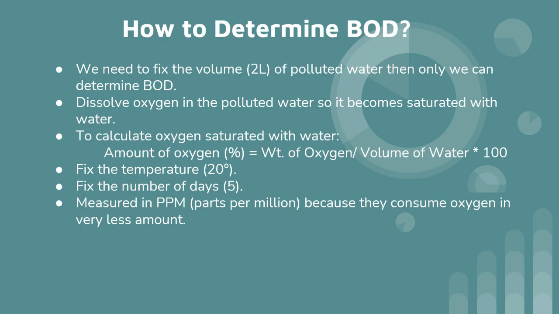To calculate the oxygen, we need to know the amount of oxygen consumed by microorganisms divided by total volume of water and multiplied by 100. Then we'll get it in percentage format. Now, obviously, another condition is we need to have a fixed temperature. Suppose we have fixed 20 degrees centigrade, and at 20 degrees centigrade, microorganisms take at least 5 days to consume the oxygen or to decompose the organic matter.